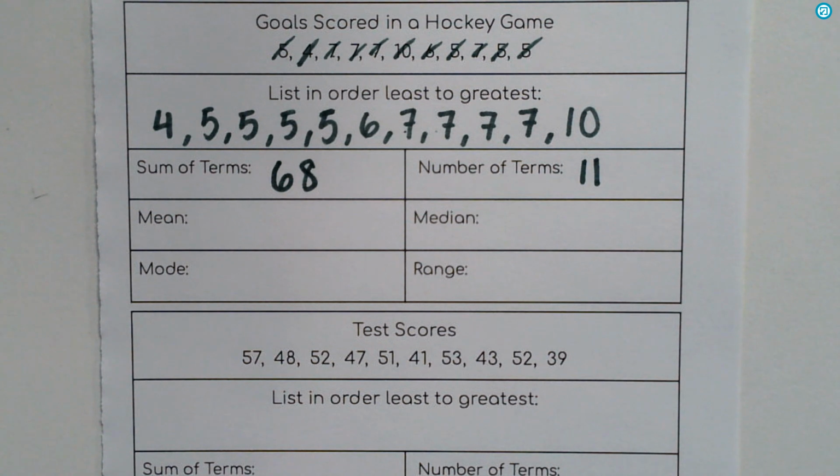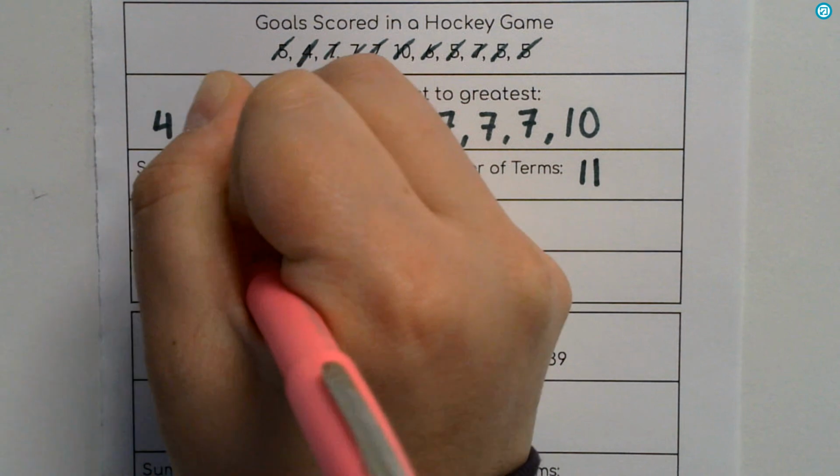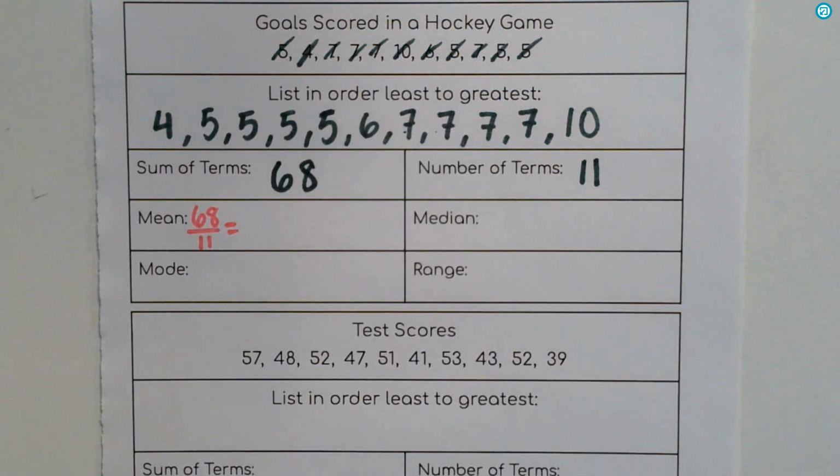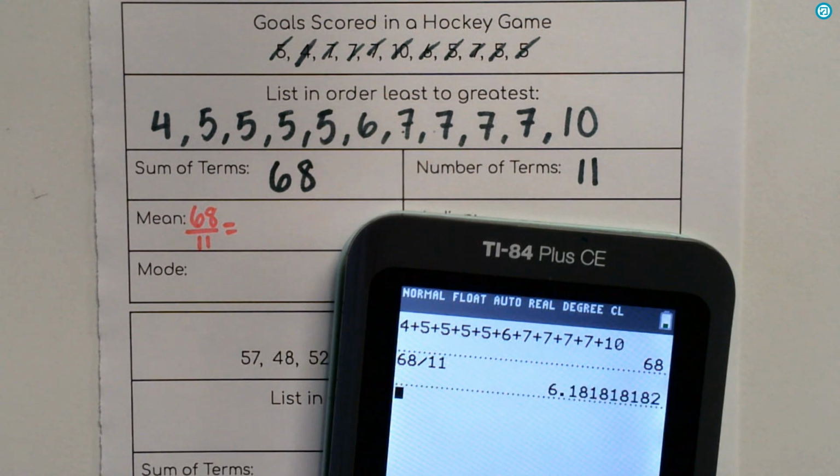Okay, from here, we are now going to go through, find our mean, our median, our mode, and our range. So for mean, we take that total, that's 68, we're going to divide it by 11. So do 68 divided by 11 in your calculator. 68 divided by 11.